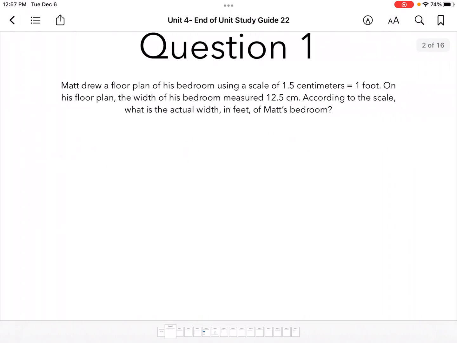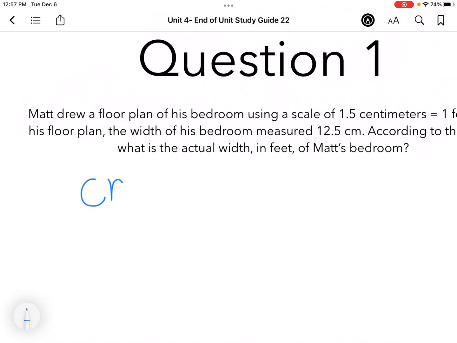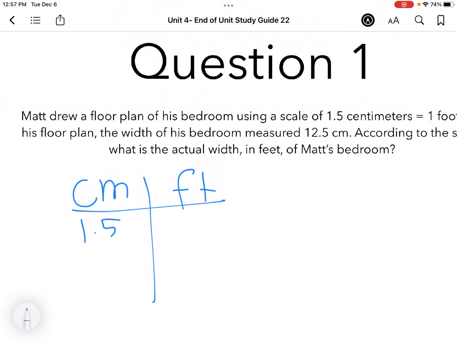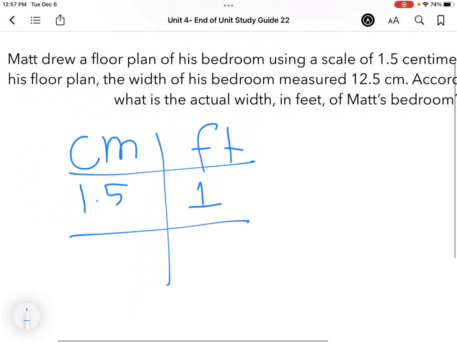Alright, so Matt drew a floor plan of his bedroom using a scale of 1.5 centimeters equals 1 foot. On his floor plan, the width of his bedroom measured 12.5 centimeters. According to the scale, what is the actual width? All right, so this is a review from Unit 1. So I have my centimeters and I have my feet. And I know 1.5 centimeters equals 1 foot. They want to know about 12.5 centimeters.